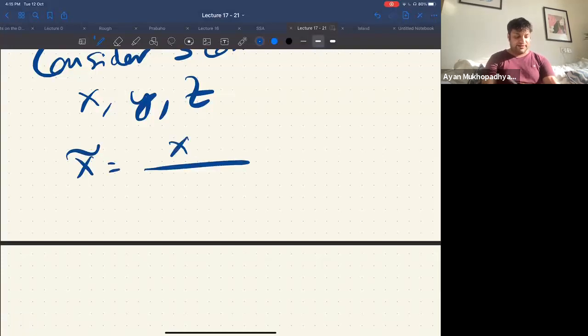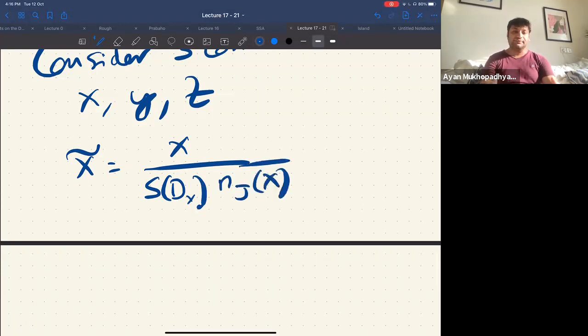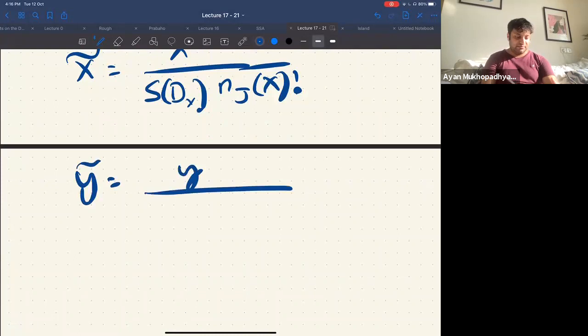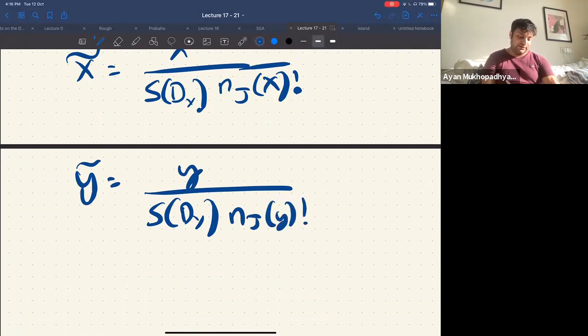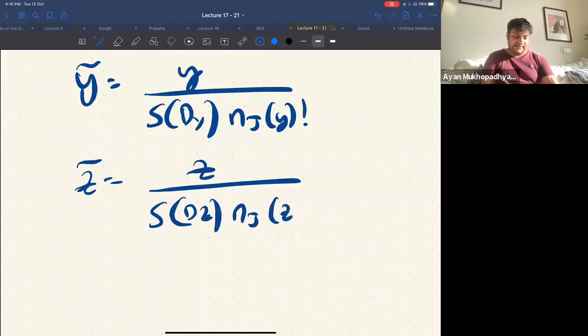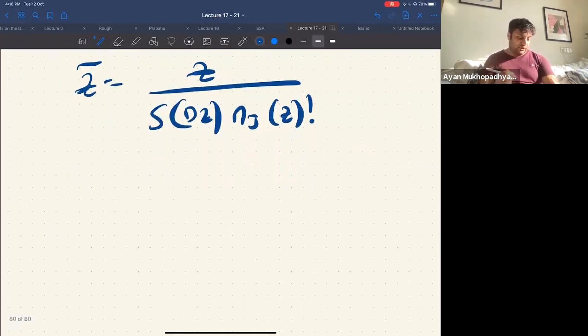X tilde will be X divided by the symmetry factor of this connected diagram, S_X, and the number of times J appears in X, factorial. Similarly, I will define Y tilde equals Y by S_Y times N_J(Y) factorial, and Z tilde is equal to Z by S_Z times N_J(Z) factorial. Okay. Now look at the following series.